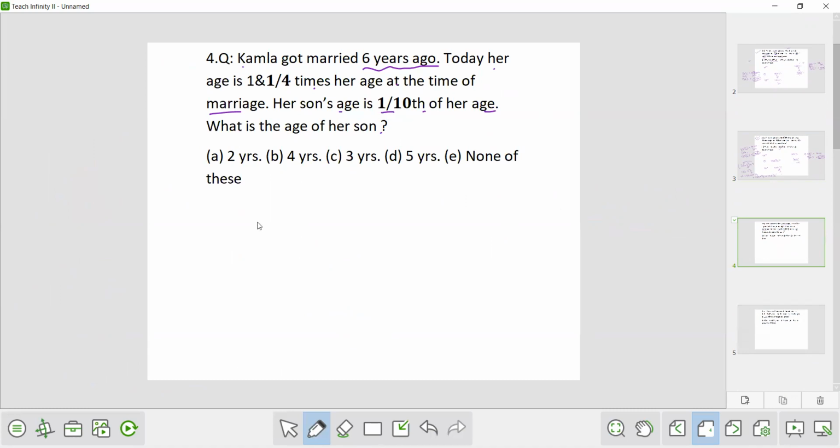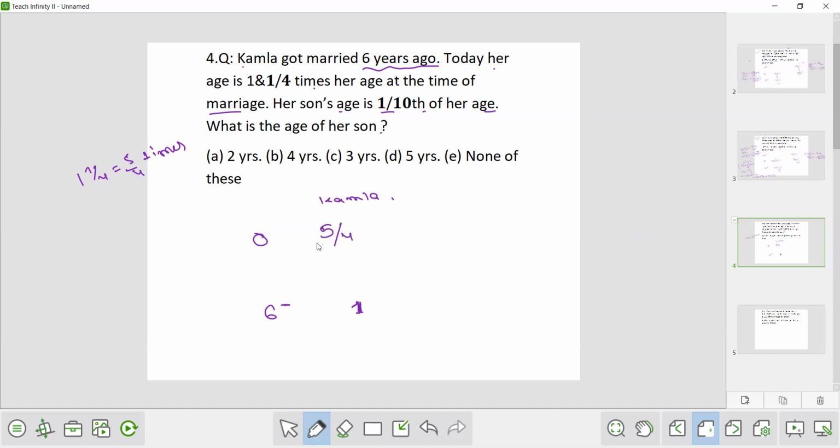Okay. So Kamla, 6 years ago and at present. When she got married 6 years ago, today her age is 1 whole 1 by 4, which means 5 by 4 times. So if 6 years ago she was 1 year of age, at present she will be 5 by 4. This is the ratio. It doesn't mean that she was 1 year of age. If this is 6 years ago, at present this will be 5 by 4, because according to the question at present she is 1 whole 1 by 4 times, means 5 by 4 times.